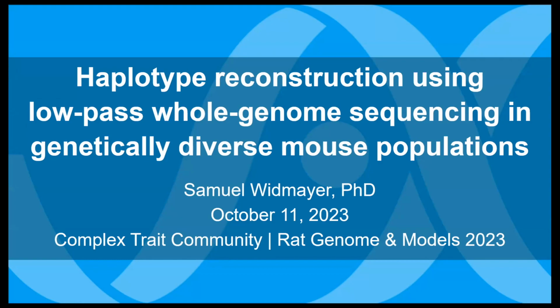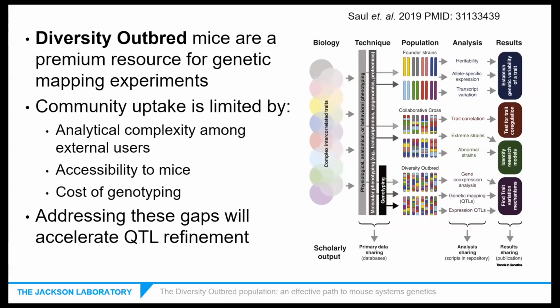So I'm excited to tell you about my work doing haplotype reconstruction with low-pass WGS data. And today I'm going to primarily talk about the DO. And as we've covered extensively over the last few days, all of these complex mouse and rat populations are great and premier genetic resources for complex trait genetics, and the DO is among them.